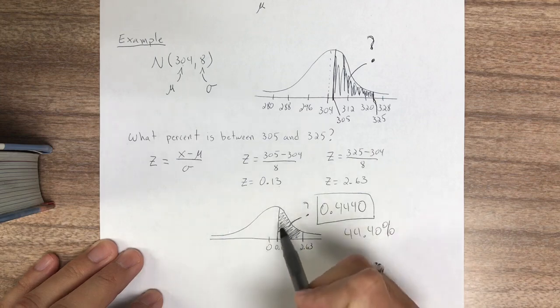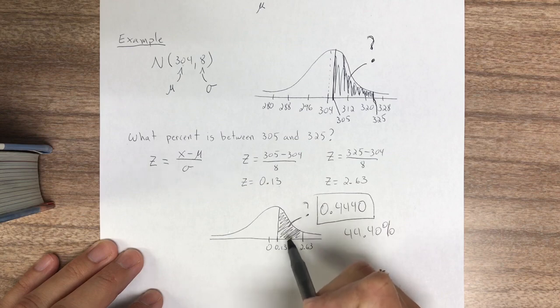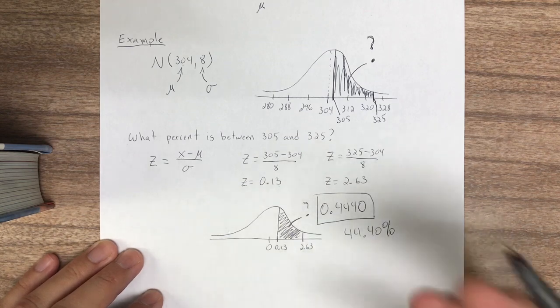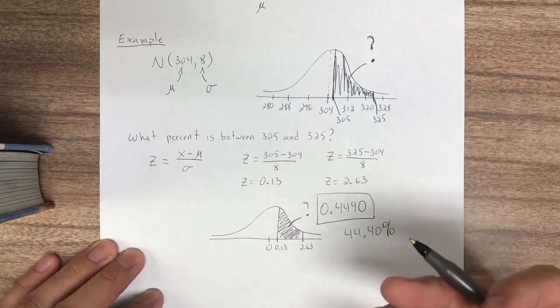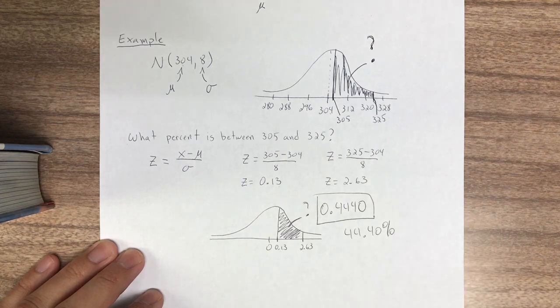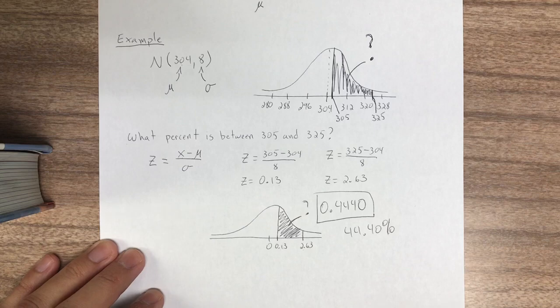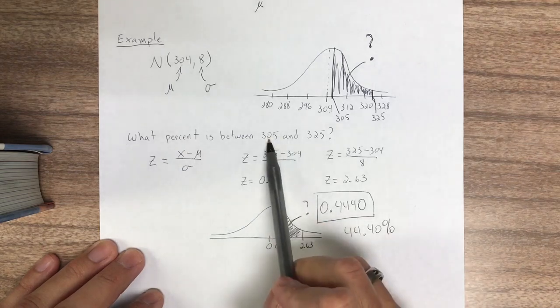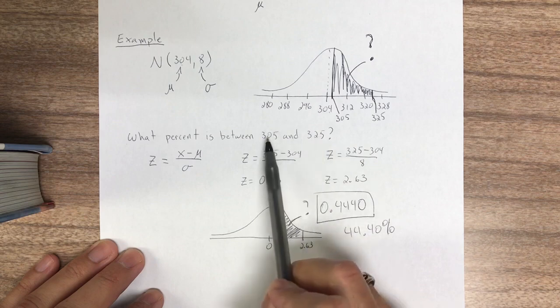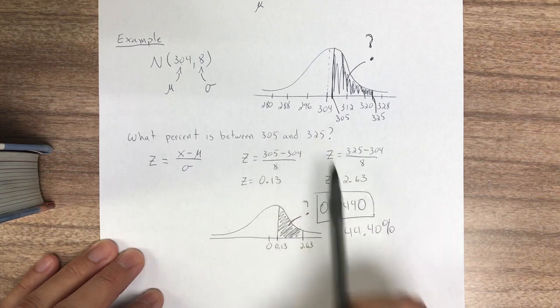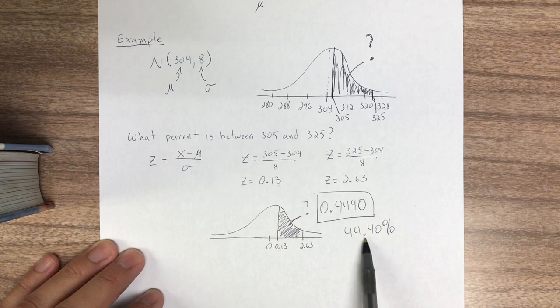Now, this one can also be considered as the probability, because probability is a proportion, it's a fraction. You can find the probability by dividing the number of outcomes you want by the number of total outcomes. So you can say that the probability between this value and that value, the probability between 305 and 325, is 44.40%.